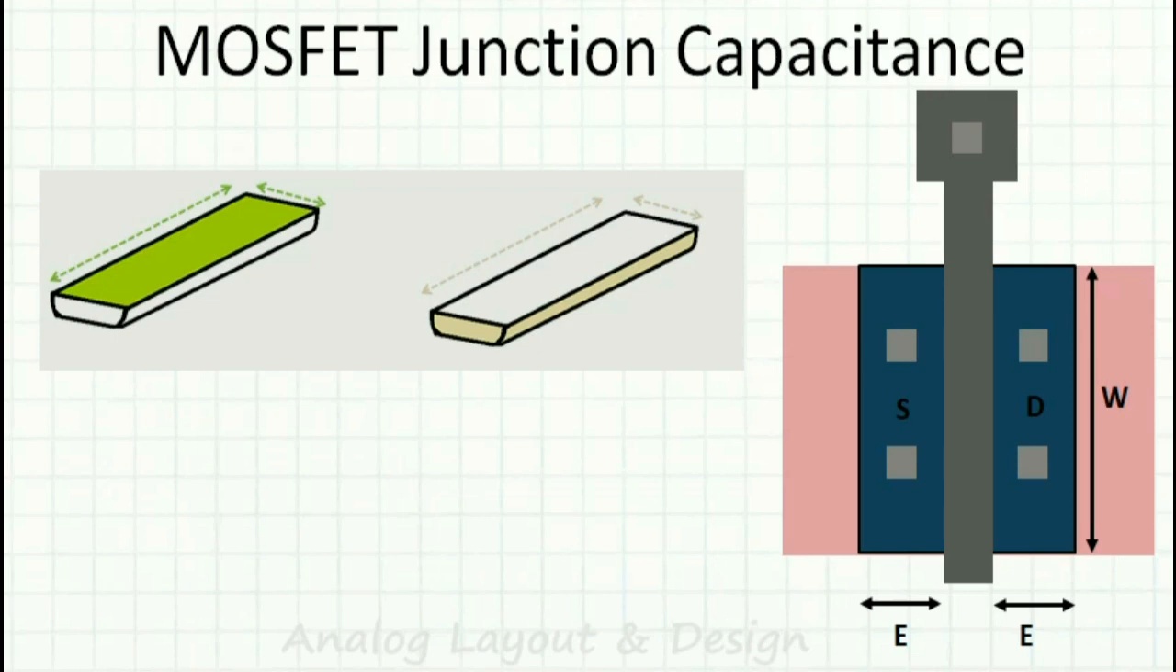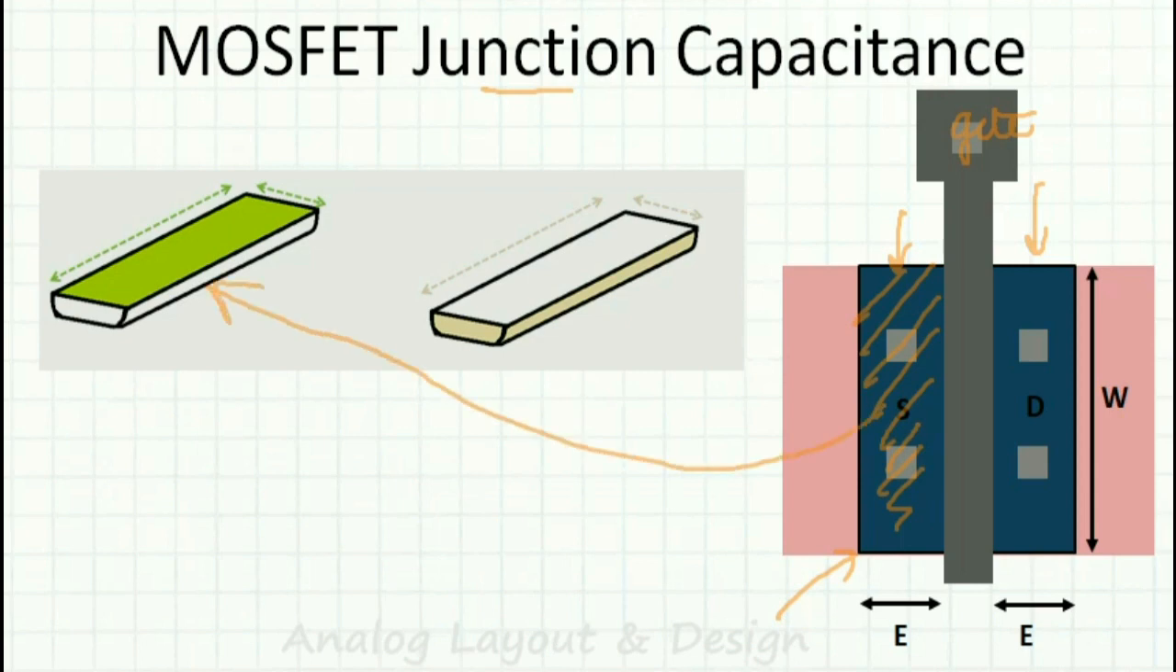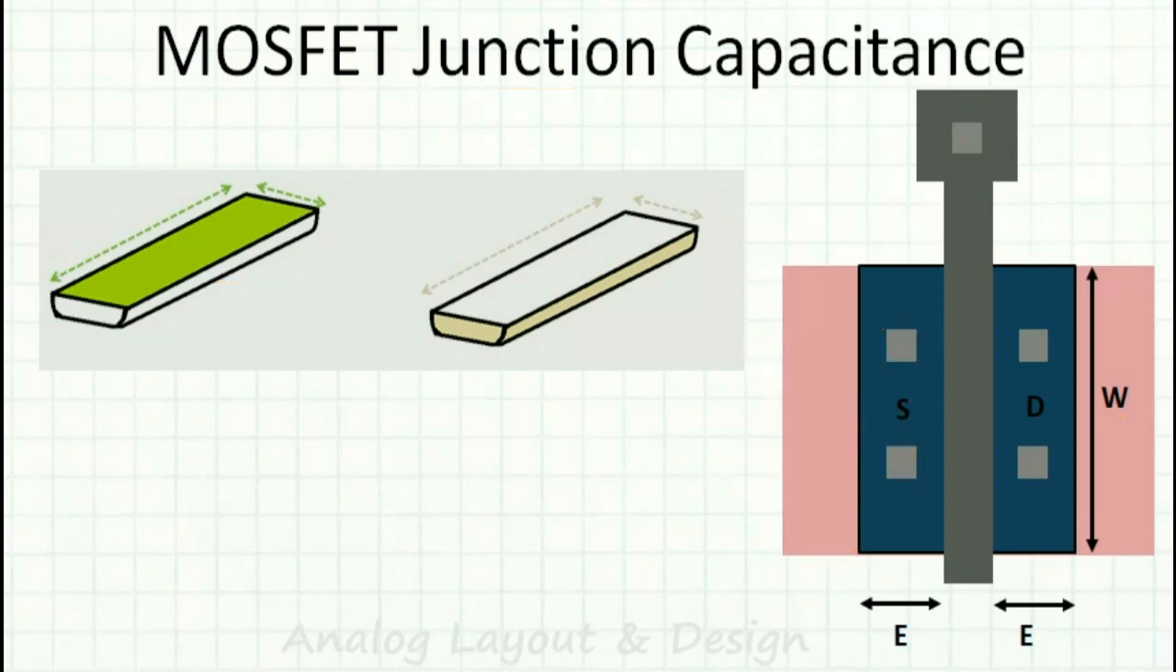So we have one more thing, what is known as the junction capacitance. What you see here is the top view. This is the gate, this is the source, and this is the drain. This same thing I have written down like this. E is the length of this region, and the width of this is nothing but the width of the transistor, W. So this will also be W. Same thing I have drawn here, and we have what is known as the junction capacitance. We'll look into that one in detail.